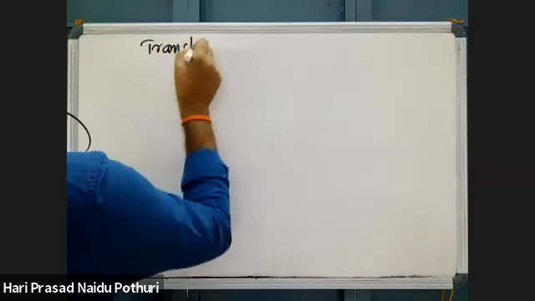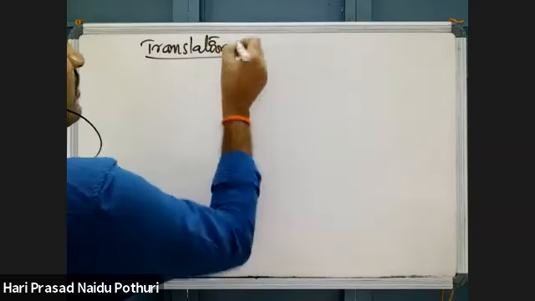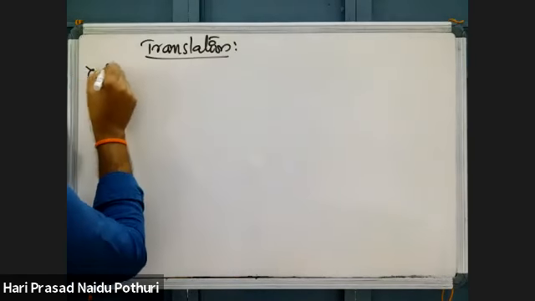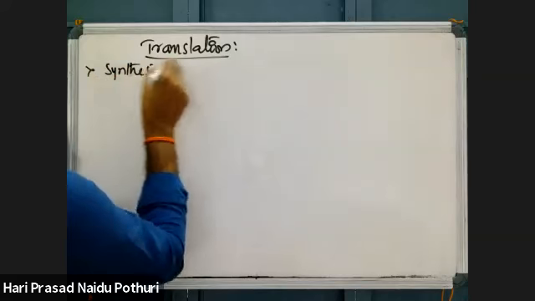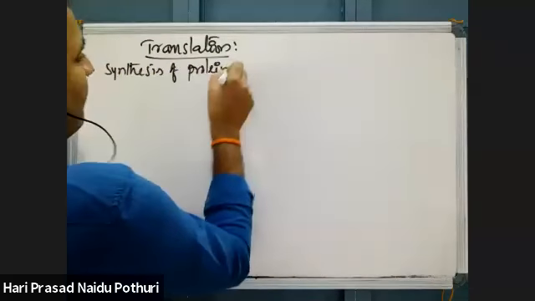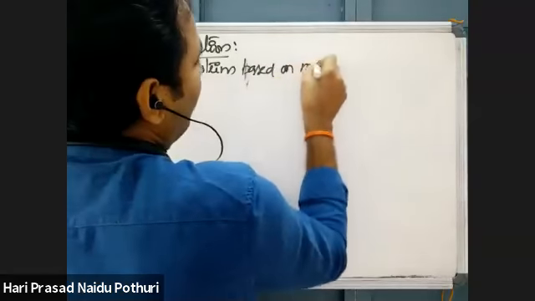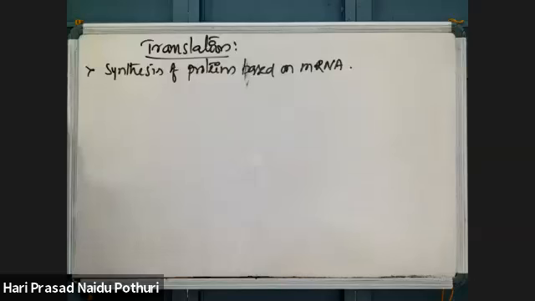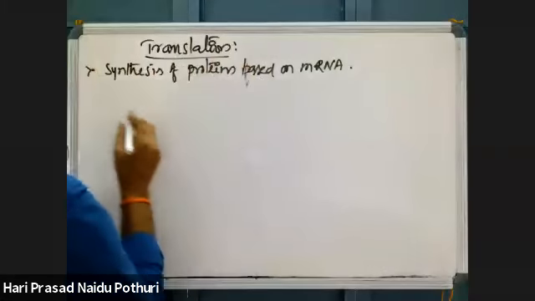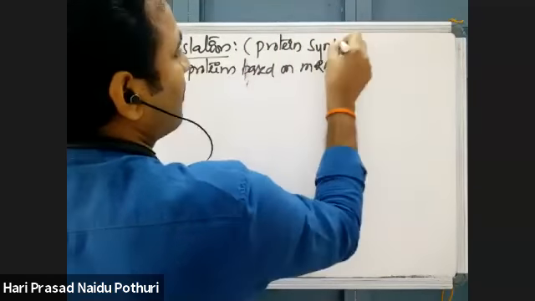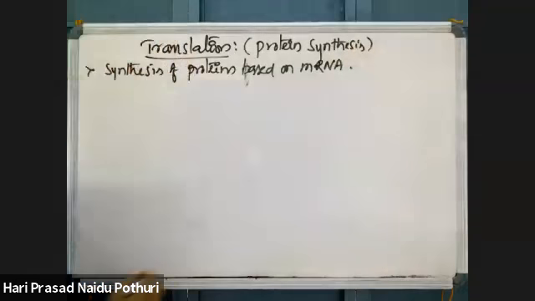Translation or protein synthesis. What is translation or protein synthesis? Synthesis or formation of proteins based on mRNA. Based on the mRNA, there is synthesis of a protein. The synthesis of proteins based on the mRNA molecule is called translation or protein synthesis, which is a step of gene expression.